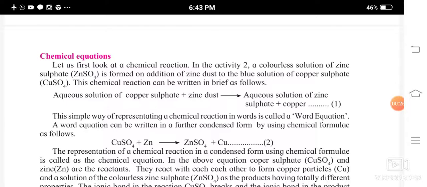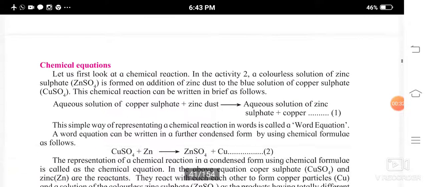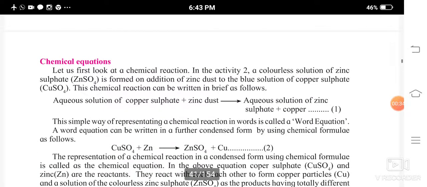So, when you take copper sulfate solution, it is blue in color. Now you are going to add zinc to it. When you add zinc to copper sulfate solution, the blue copper sulfate solution turns colorless because it gets converted into zinc sulfate, and copper is produced.